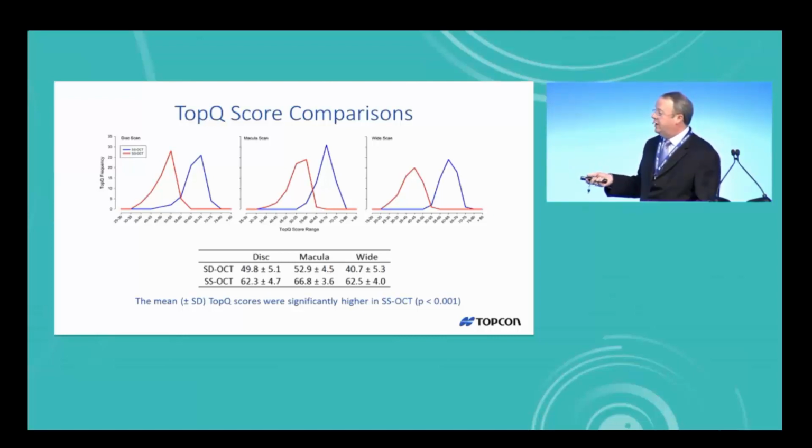And one other thing that I'd like to draw your attention to, and we'll see this in all the results that I'm presenting, is specifically for the wide scan mode, which is 12 millimeters in length. On the spectral domain system, we see quite a significant drop-off in the image quality score, whereas in swept source, the drop-off is much smaller.